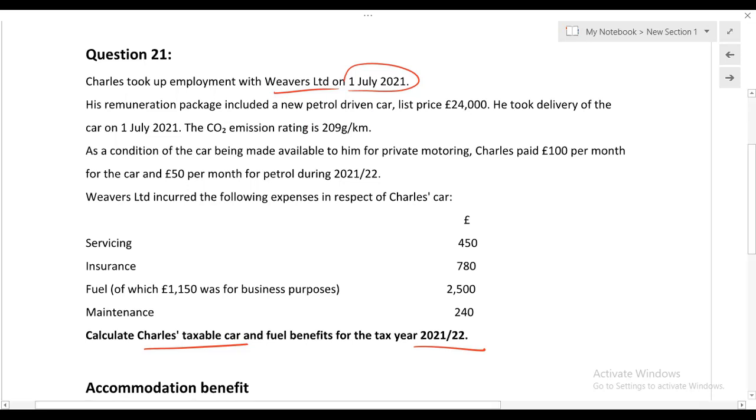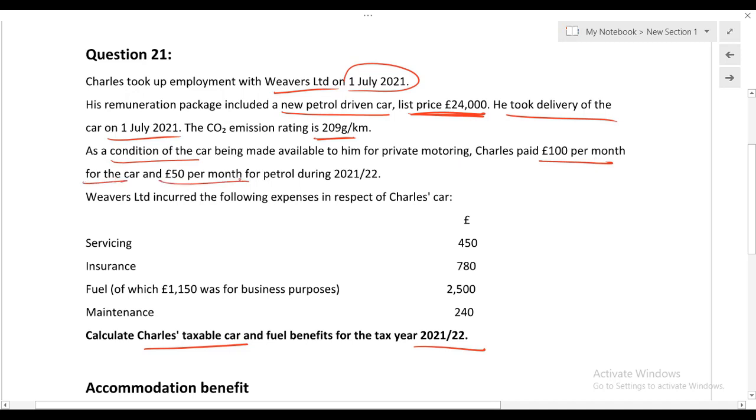His remuneration package included a petrol-driven car. List price is 24,000. He took the delivery of the car on 1st July, day one. CO2 emission is 209 grams per kilometer. As a condition of the car being made available to him for private motoring, Charles paid £100 per month for the car and £50 per month for petrol.